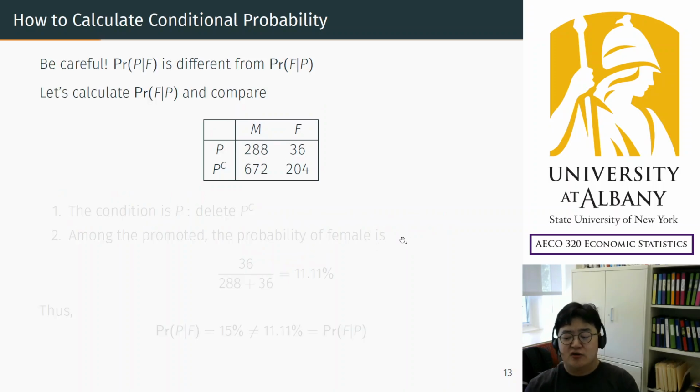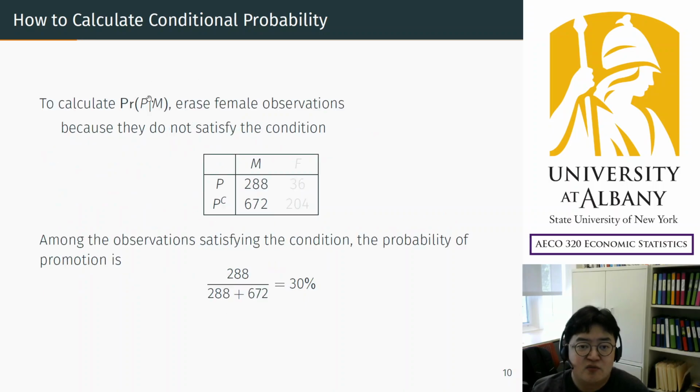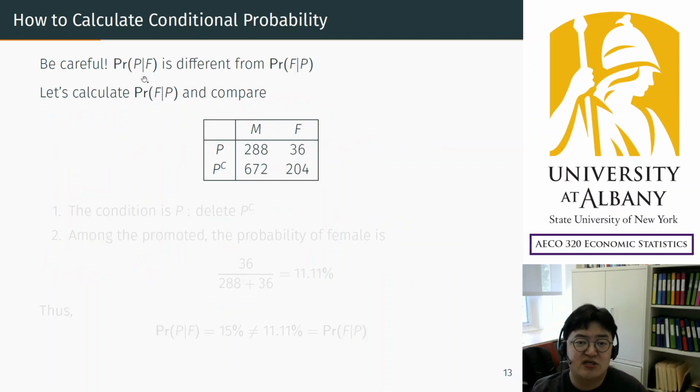And what I want you to note here is that the order is important. So here we calculated probability of P given M. This means M is the condition and we are calculating probability of P. But if you switch M and P, then the probability is totally different. So for example, we calculated probability of promotion among female was 15%.